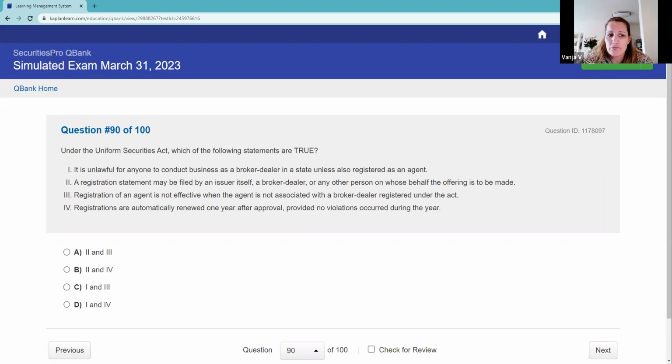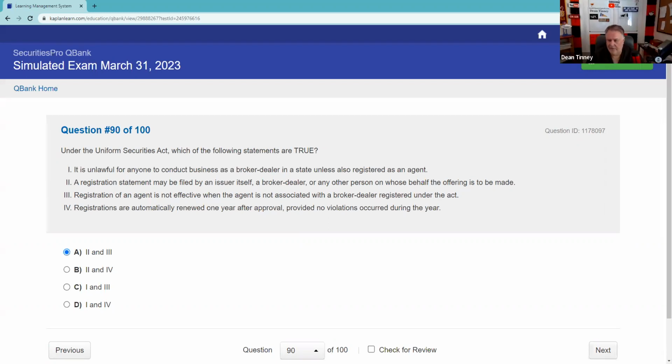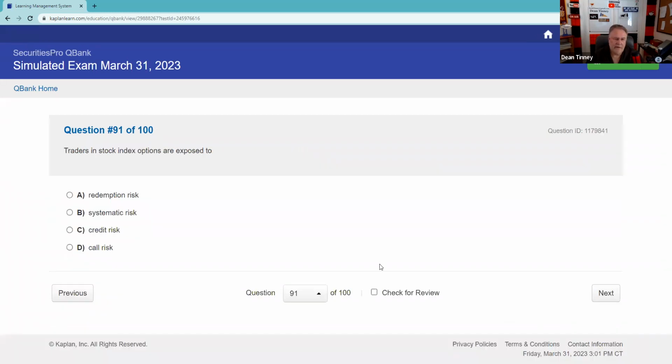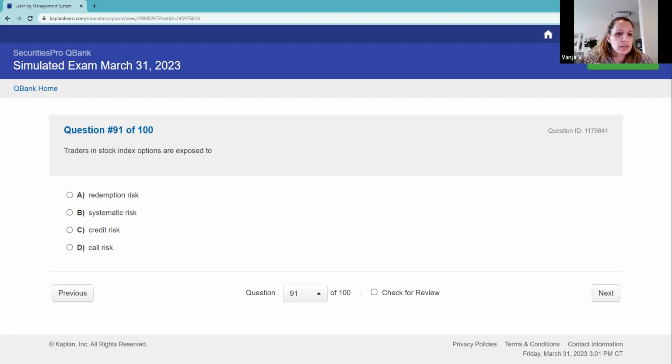2 and 3. So A. Excellent. You are so solid on this stuff. Traders in stock index options are exposed to systematic risk. Yeah, that's a kind of funky way to say it, but yeah, exactly right. Market risk. Yep.